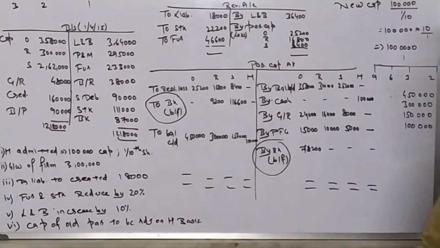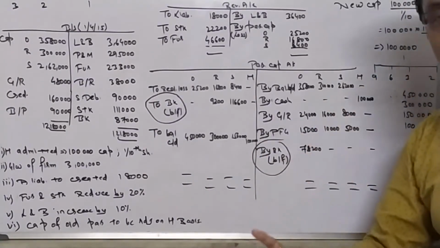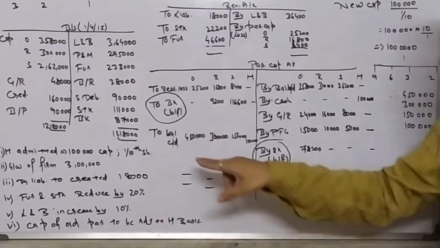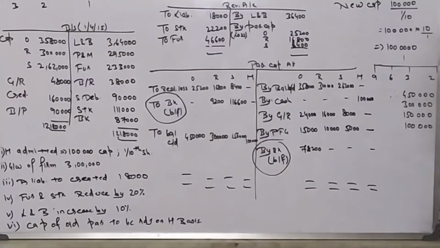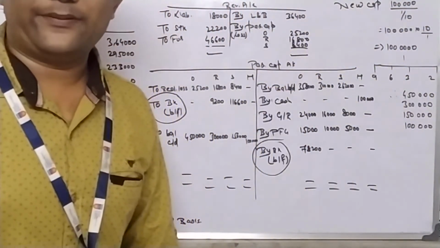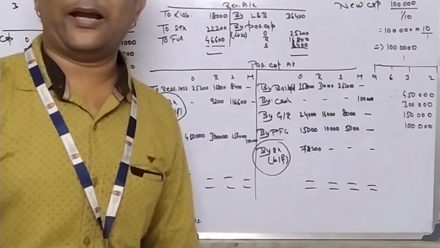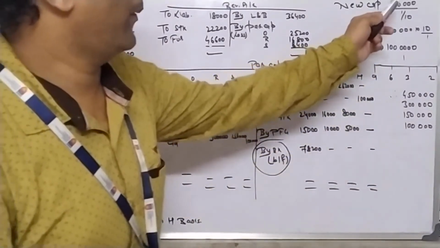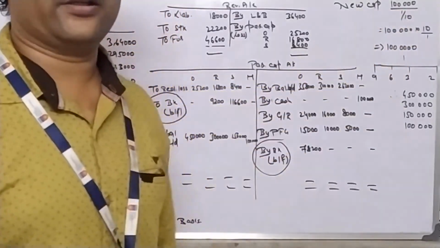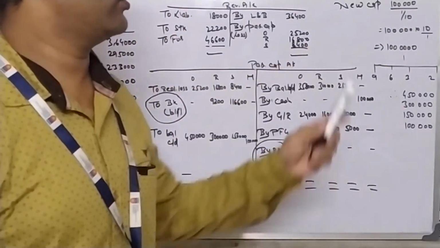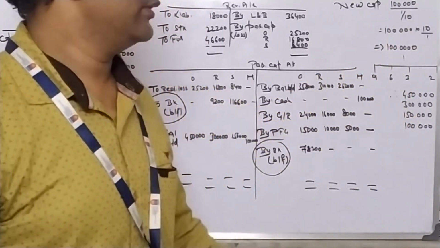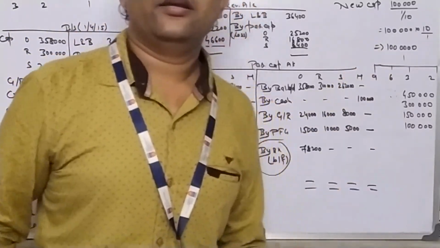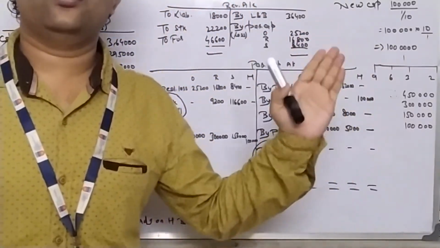But the partner doesn't want that. He wants to change his capital. So first we need to calculate the new capital, then divide that new capital among all partners. That will be my balance sheet. How to calculate new capital? New partner's capital divided by new partner's PSR. New partner capital is 1 lakh, his PSR is 1 by 10. So 1 lakh into 10 by 1 comes to 10 lakh. 10 lakh is my new total capital of the partnership firm.